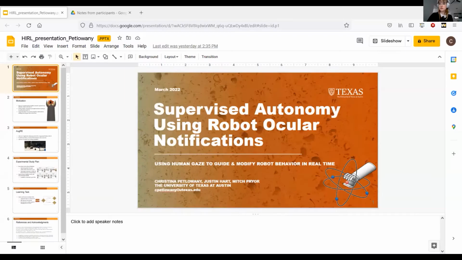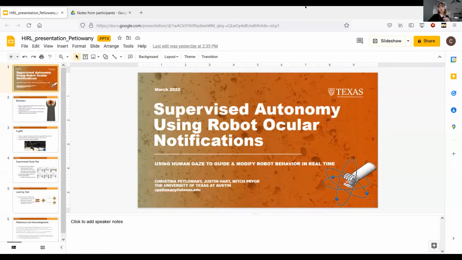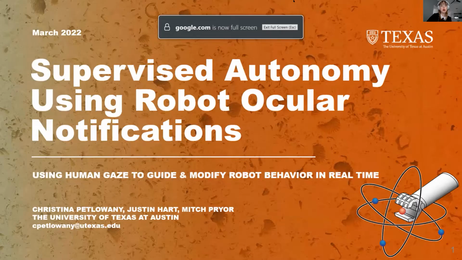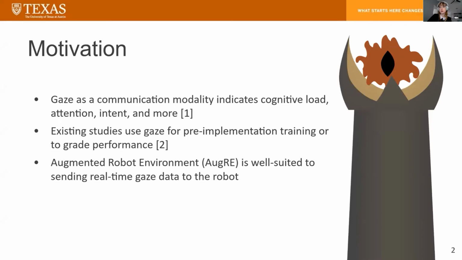All right, cool. Hello, my name is Christina Petlowany. I am at the University of Texas at Austin, doing research with Dr. Justin Hart and Dr. Mitch Pryor. We're talking about sending gaze data to robots in order to help communicate and help train them while they're performing tasks.